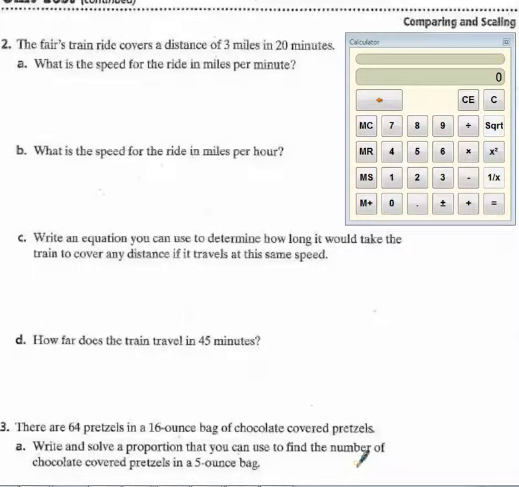Here's page 2. The Ferris train ride covers a distance of 3 miles in 20 minutes. What is the speed of the ride in miles per minute? So again, per means divide. So miles divided by minutes. So 3 divided by 20. That's it. So it would travel 0.15 miles per minute. Simple.